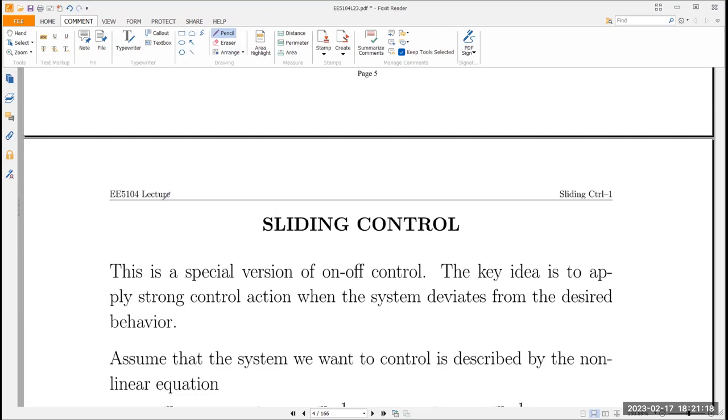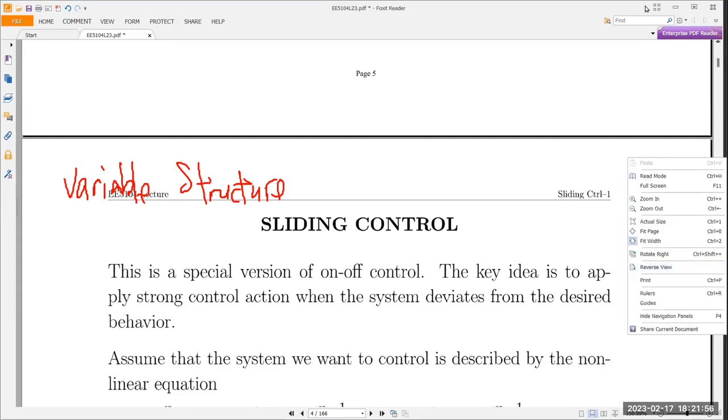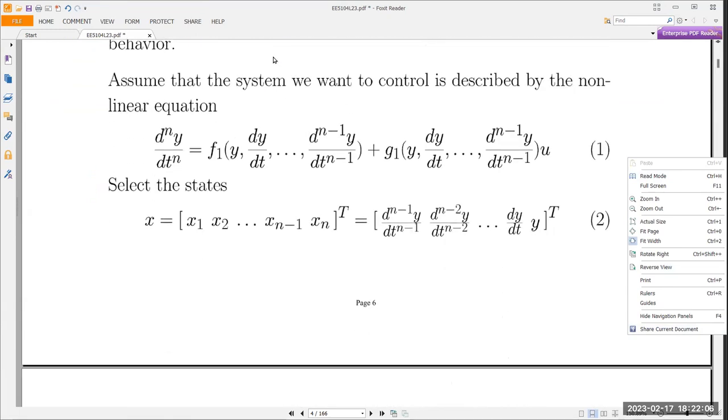Okay, like I said just now, some books call it variable structure control, and we will use it interchangeably. So when I say variable structure, I say sliding control, they mean the same thing. Okay. Now then, let us start.